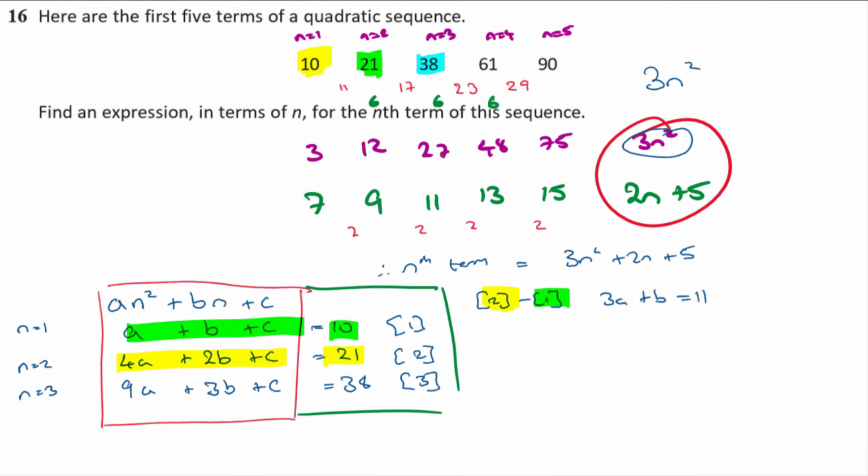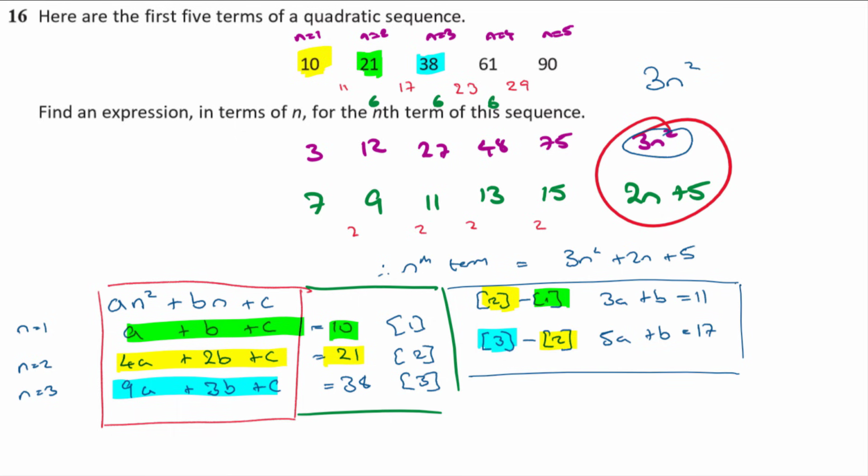Okay, and then I'm going to do the same thing. I'm going to do equation 3 take away equation 2. So equation 3 is this one, equation 2 is the yellow one. So taking the yellow one away from the blue one, 9a take away 4a is 5a, and 3b take away b is b, and 38 take away 21 is 17. Okay, so now I'm left with 2 equations in 2 unknowns. Okay, so that's my second step.